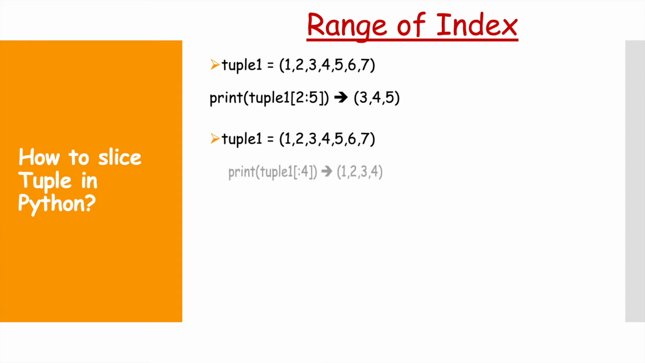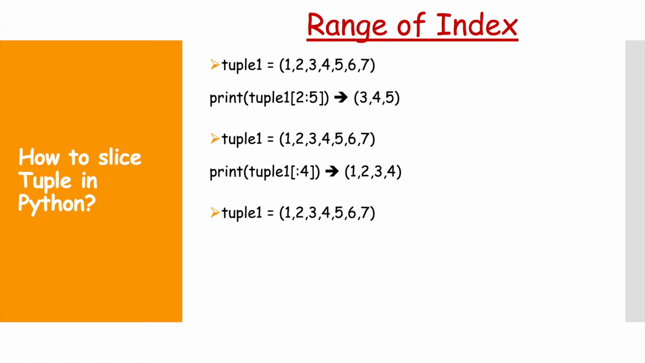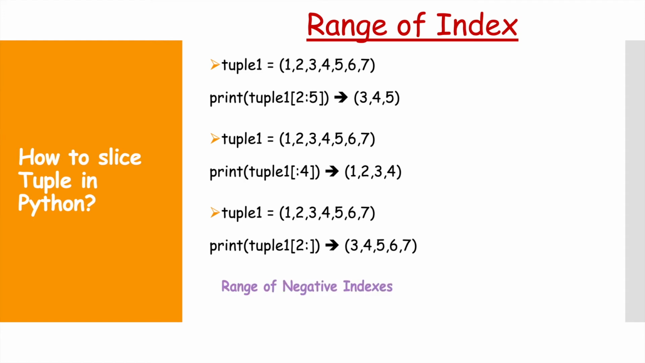Let's see another example where you are providing only the end index and not the starting index. In this case you are going to get all the elements from the start to the element whose index number is 3. So you are going to get the elements as 1, 2, 3 and 4. Another example of a tuple where you're providing the start index and not the end index. Here you are going to get the elements whose index number is 2 till the end of the list. So you're going to get the elements as 3, 4, 5, 6 and 7.